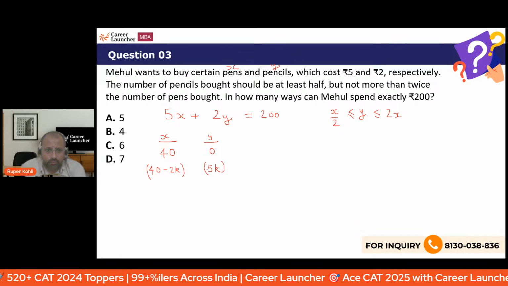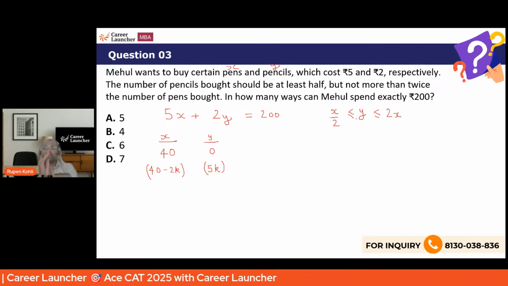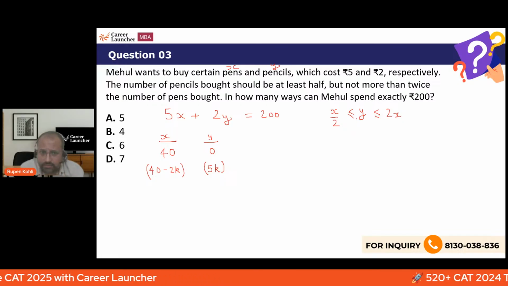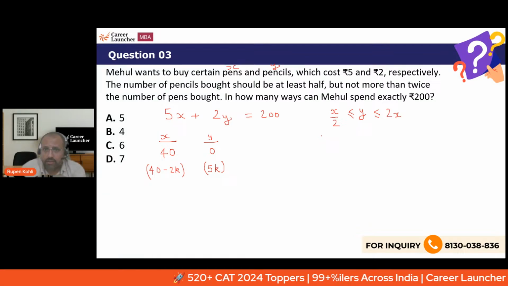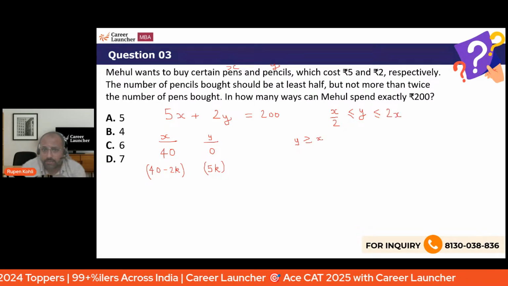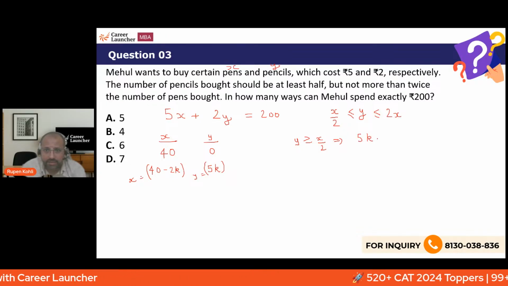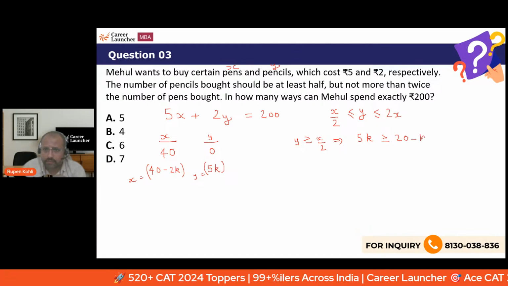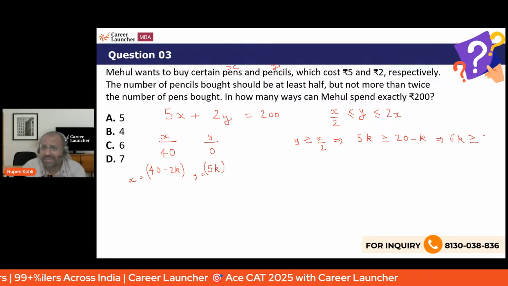Therefore, now with this we can come to this double-sided inequality, which will give us the valid permissible values of this k. This k has to be an integer, right? So take it one step at a time. We are given that y is greater than or equal to x by 2. So this is x in general, and this is y, right? So y, which is 5k, is greater than or equal to half of 40 minus 2k, which is nothing but 20 minus k. Perfect. So k plus 5k, which is 6k, is 20 or more, and k is an integer.